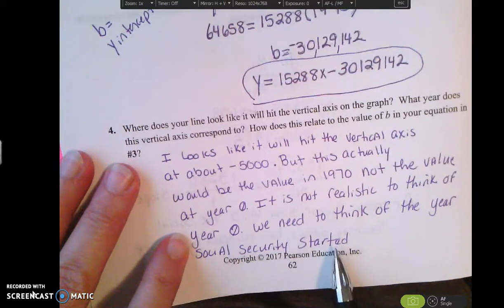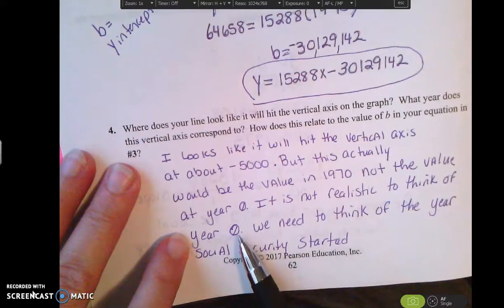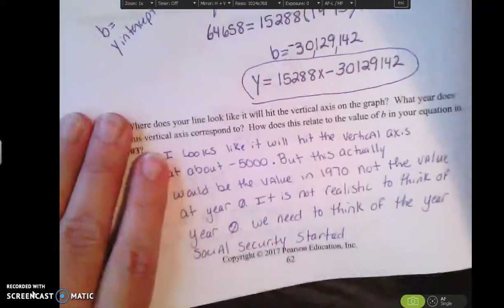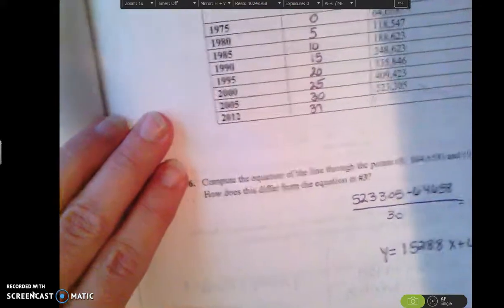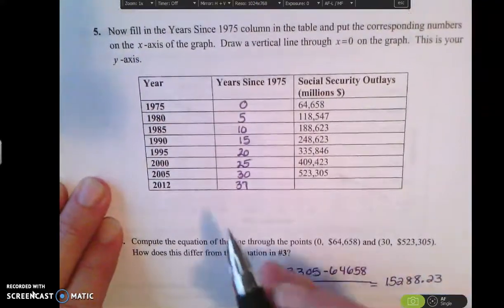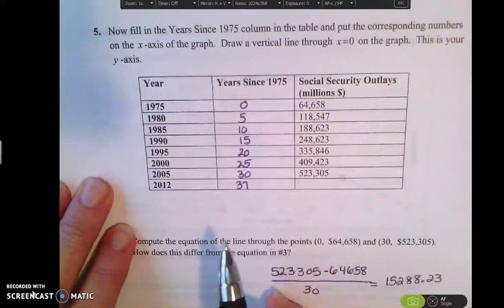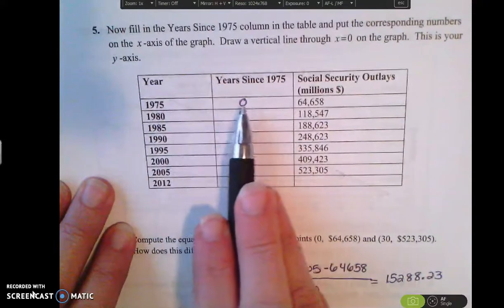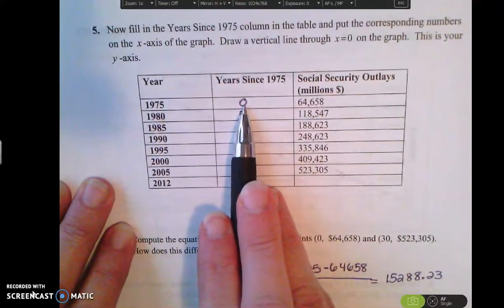Social Security didn't even start until the 1930s, so it doesn't make any sense to try and go back to the year 0. So we have to think of something realistic, and we change our data a little bit. On example 5, you'll see what we did here is we took the table that we had at the beginning, and instead of using 1975, we said years since 1975.